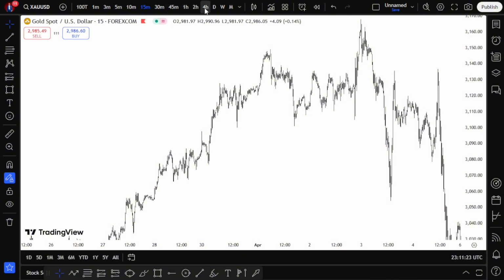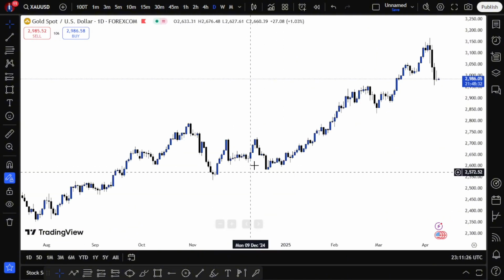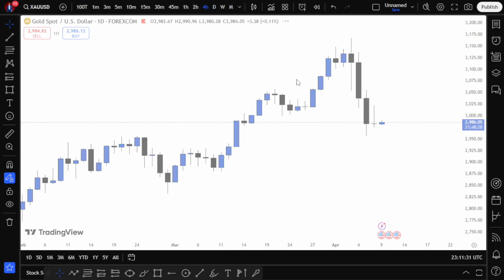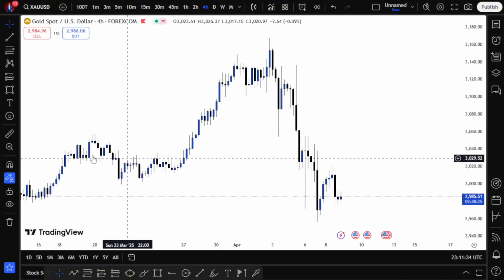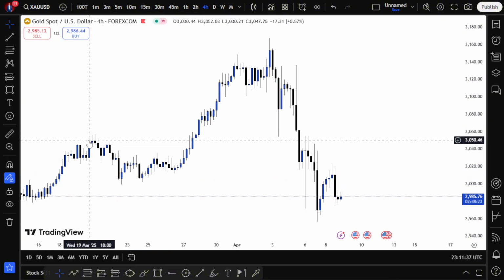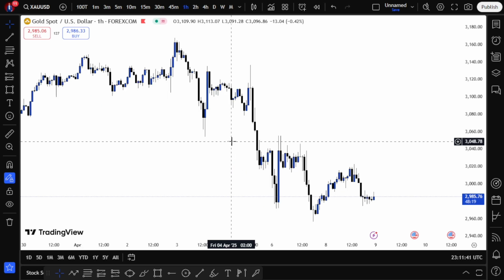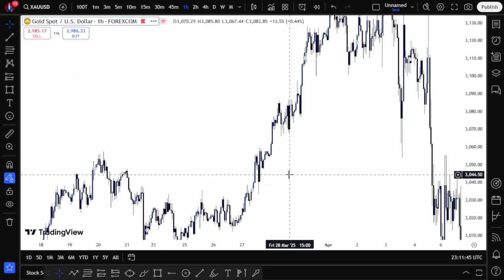Now let's look at the daily time frame, and see what exactly I was looking for. Sorry, I think that was on the 4 hour, not the daily. I think I have to go to the 1 hour. Sorry guys, I just need to be certain about what I'm showing you.